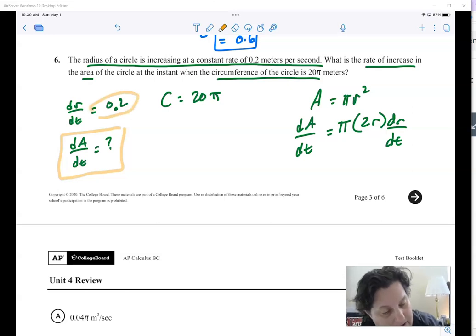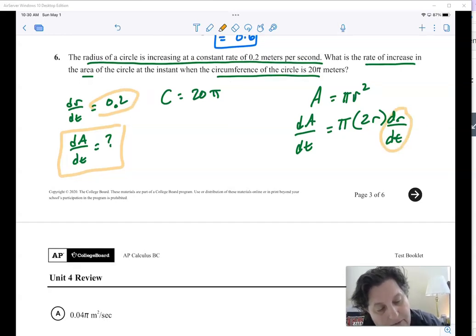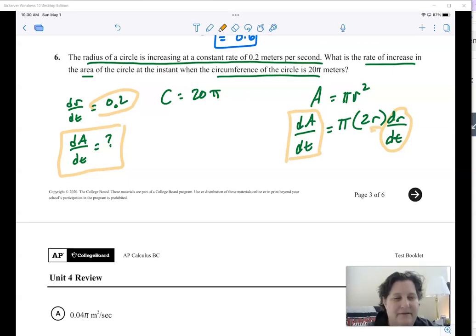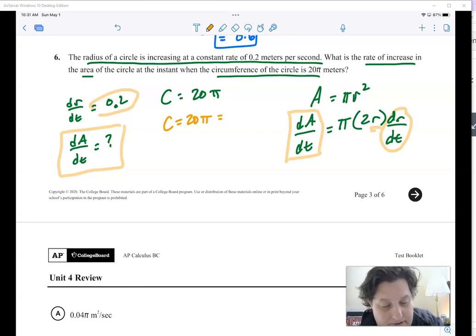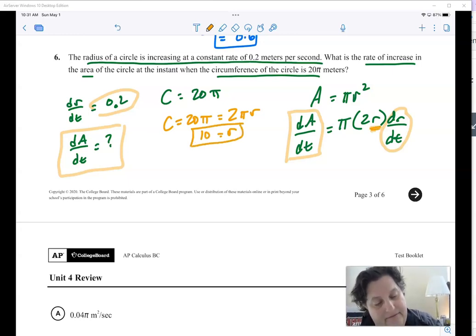And I can start plugging stuff in, right? I can plug in dr/dt right here. I'm looking for dA/dt, so the only thing I need left is r. How am I going to find that? Well, check it out. They gave me some information over here. They told me the circumference was 20 pi, and I know the circumference of a circle is 2 pi r. So that tells me the radius is 10, and now I have that. So now I've got all my information.